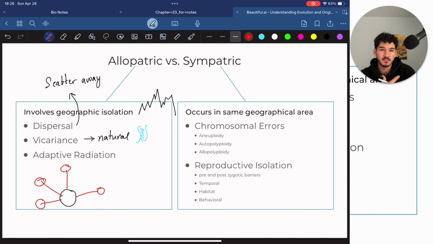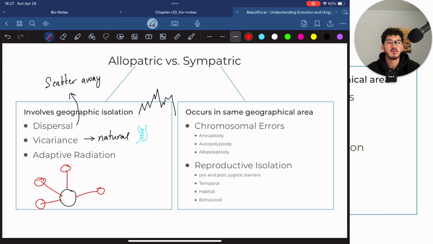Now, sympatric is a little bit more complicated, and this occurs in the same geographical area. So if you think about it, if they're not isolated geographically, how can speciation occur if they're all together? And basically there's 2 ways. We have chromosomal errors and reproductive isolation. Chromosomal errors are just mutations and errors that happen randomly. Here are the 3 types that we have to know. And also, if we look at reproductive isolation, we have pre and post-zygotic isolation, or barriers, actually.